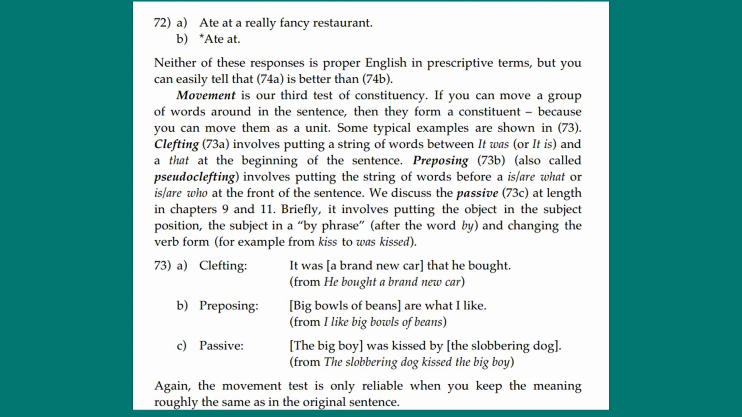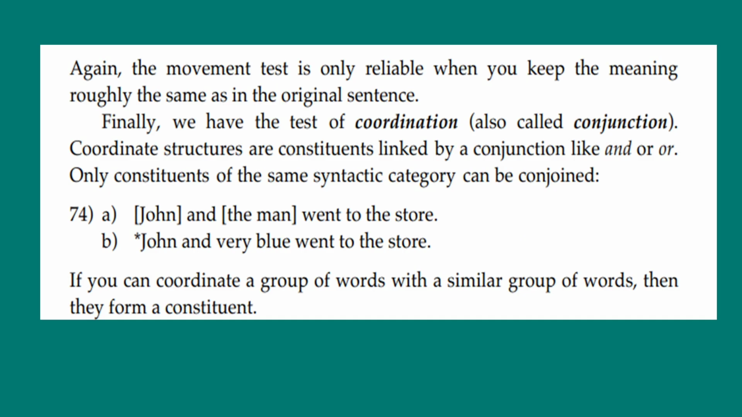We discussed the passive at length in chapters 9 and 11. Briefly, it involves putting the object in the subject position, the subject in a by phrase after the verb, and changing the verb form, for example, from kiss to was kissed. So clefting: it was a brand new car that he bought, from he bought a brand new car. Preposing: big bowls of beans, or what I like, from I like big bowls of beans. Passive: the big boy was kissed by the slobbering dog, from the slobbering dog kissed the big boy. Again, the movement test is only reliable when you keep the meaning roughly the same as in the original sentence.